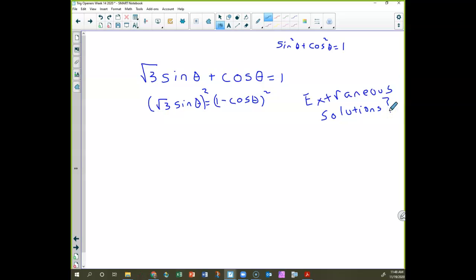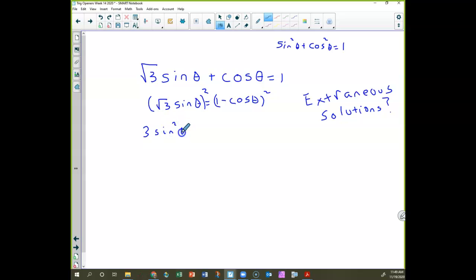Anytime I square both sides, because I took an expression that might have been negative, it is negative at times. The square root of 3 times the sine of theta is sometimes negative. And when I squared it, 3 sine squared is never negative. So I might have some things that I solve that don't work.